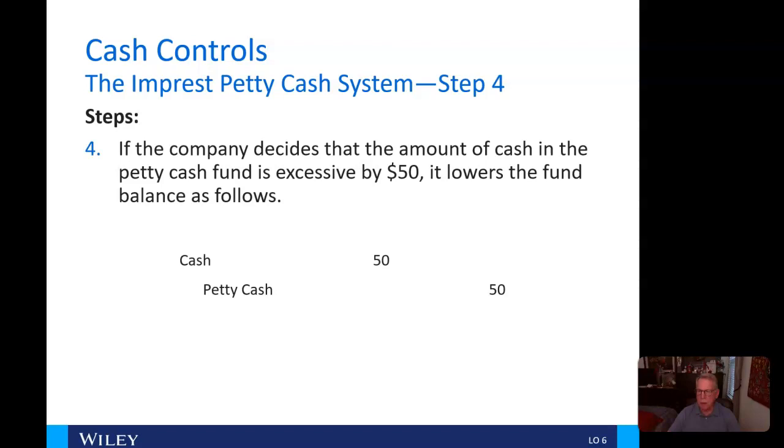All right, that looks like a good place to stop our video, and when we return, we'll take a little bit more look at petty cash funds.